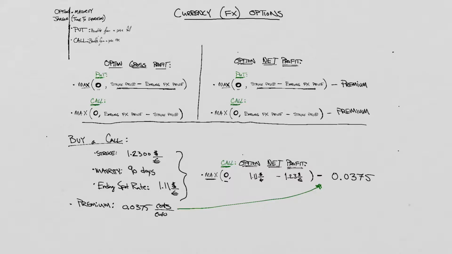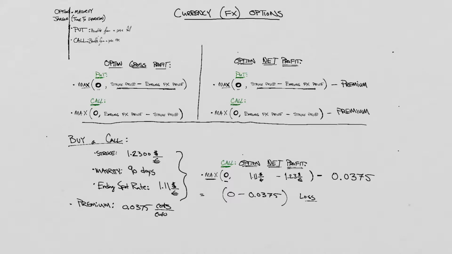But either way, you can see our loss is just going to be that 3.75 cents, because if we simplify this, the profit is going to be 0 plus, well, in this case it's minus 3.75 cents.